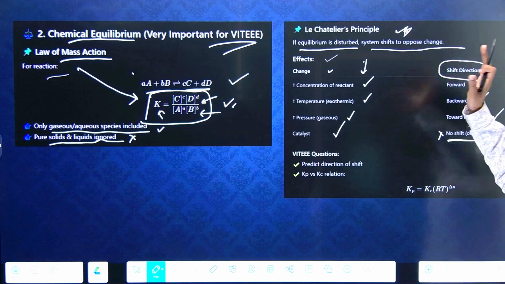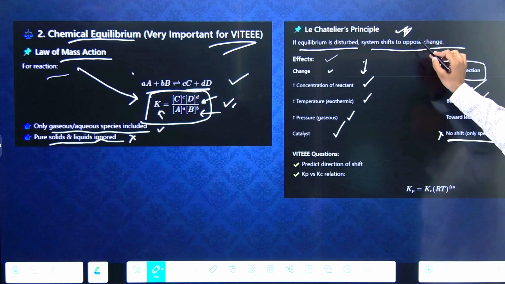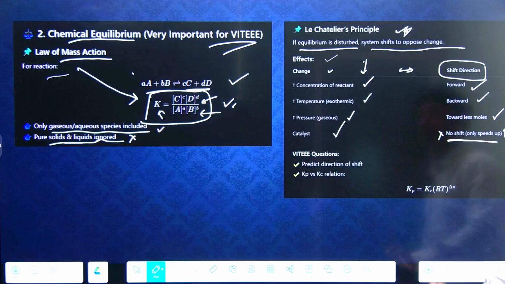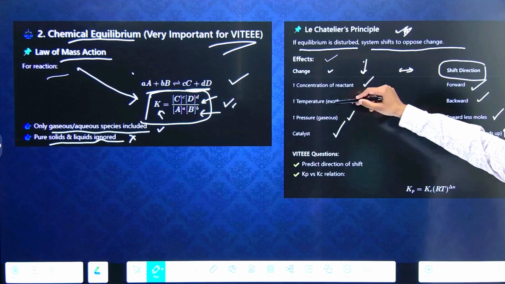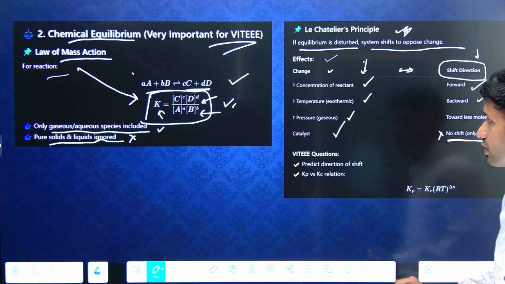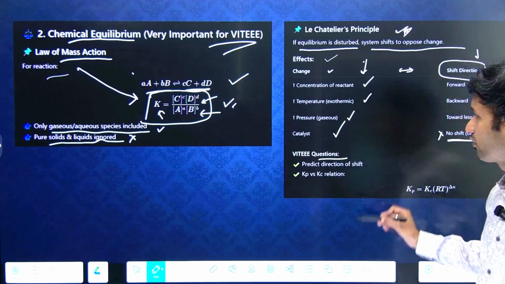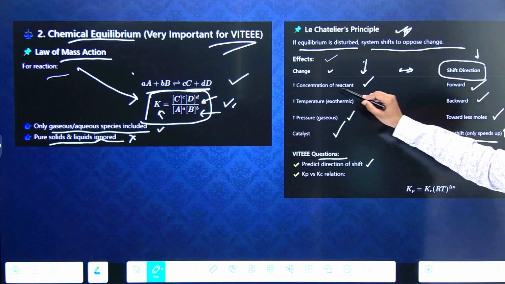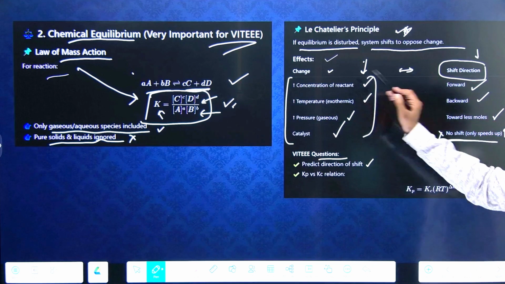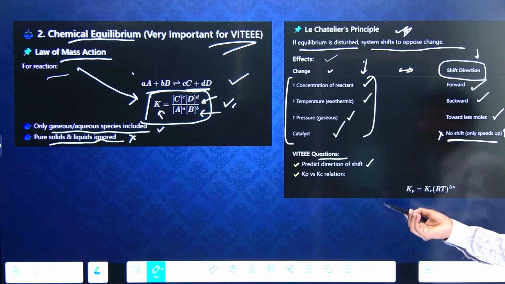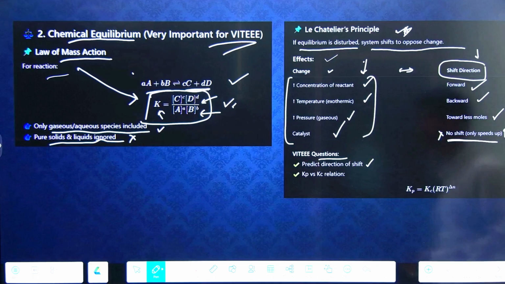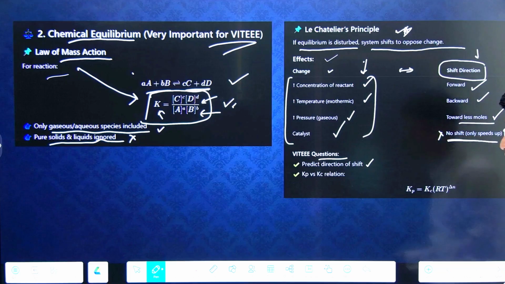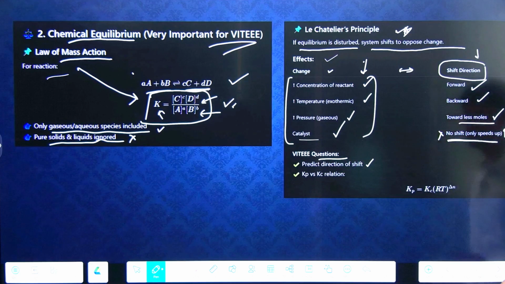So this is what Le Chatelier's principle actually exhibits and tells us, the relationship between the change and the shift direction, and these are the effects of these particular changes which we actually observe in terms of the shift direction. What kind of questions can we expect? Predict the direction of the shift. So we need to remember all these factors. Concentration of reactant increases, shift will be forward. Temperature rises, shift will be backward. Whereas in gases, if pressure rises, then it is towards fewer moles. And in the case of the catalyst, there would be no shift.